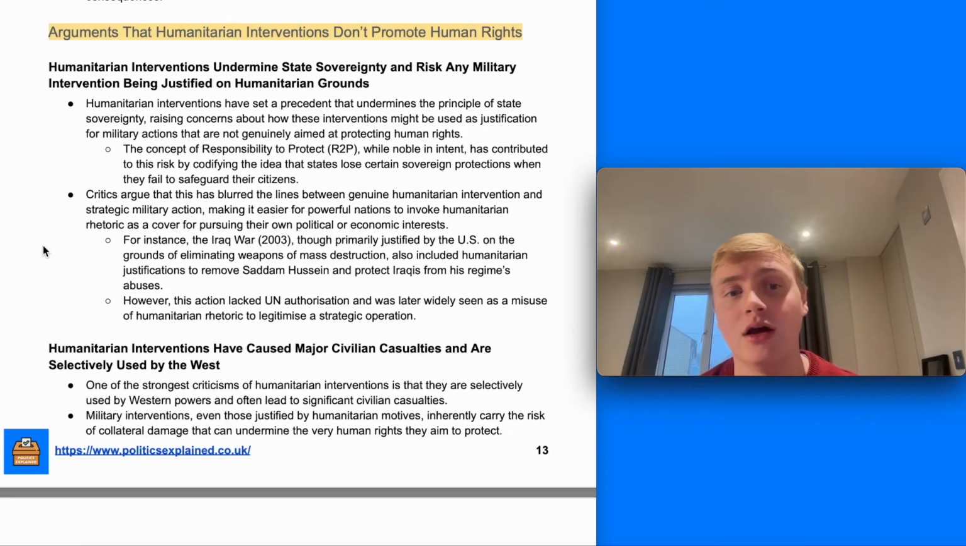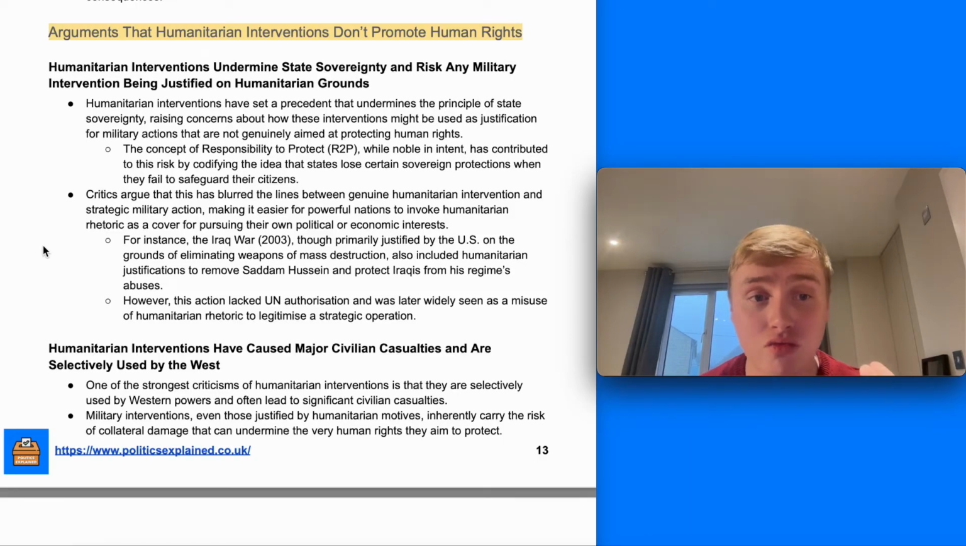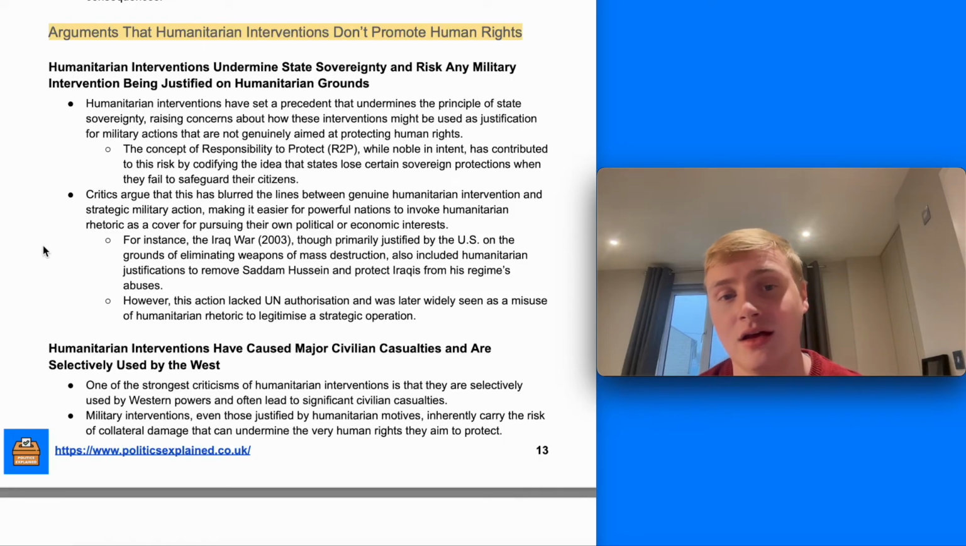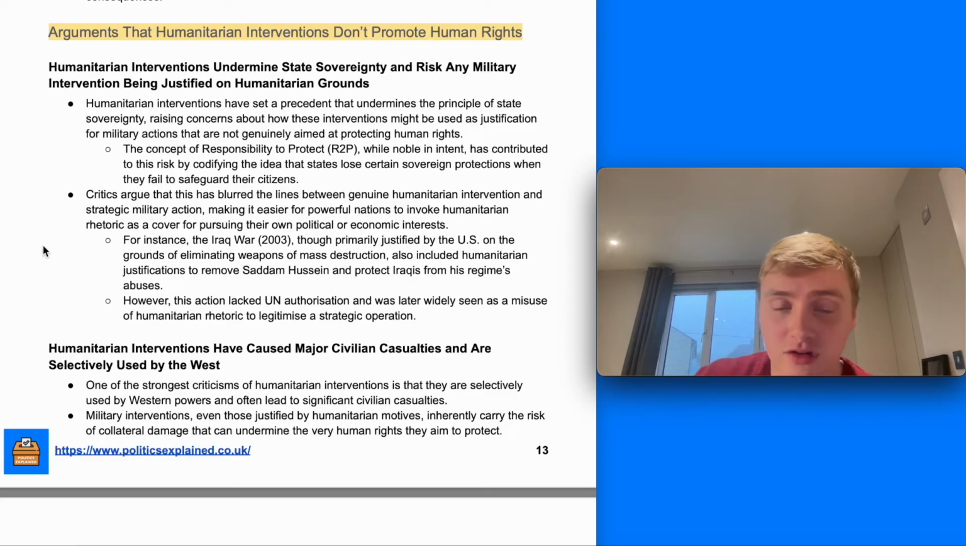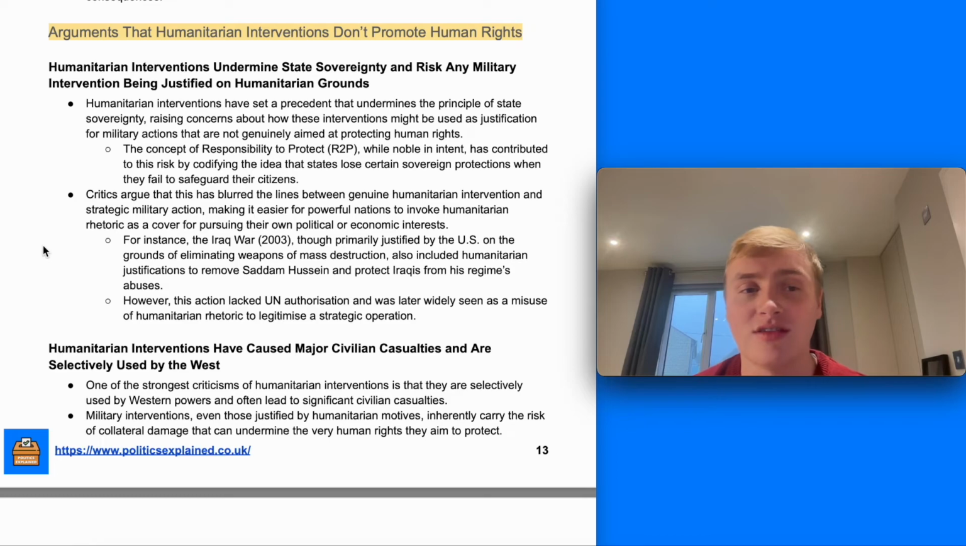And you could potentially look at the Iraq War as an example of that. The concept of R2P, whilst noble in its intent, has contributed to this risk by codifying the idea that states lose certain sovereign protections, and lose state sovereignty, which is central to the international community, when they fail to safeguard their citizens. And as I said, the Iraq War can be used as a good example of that.